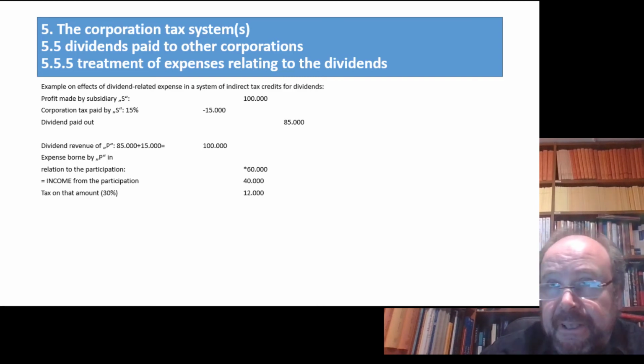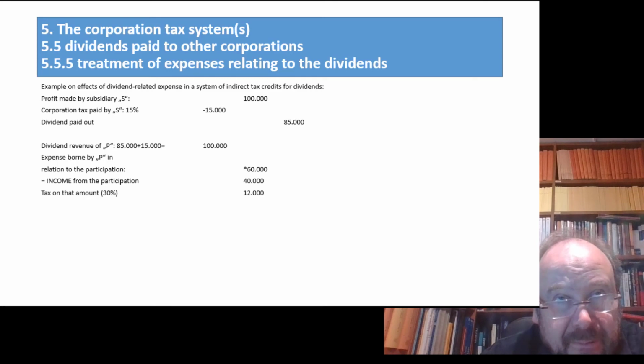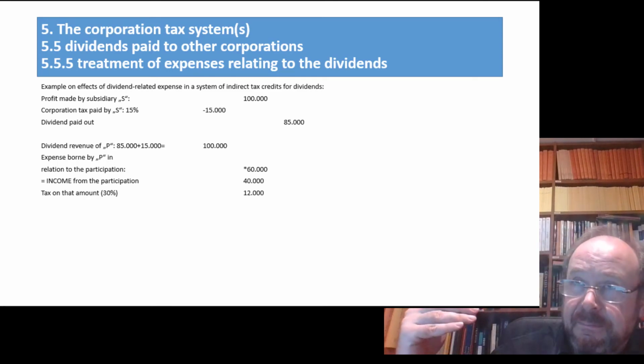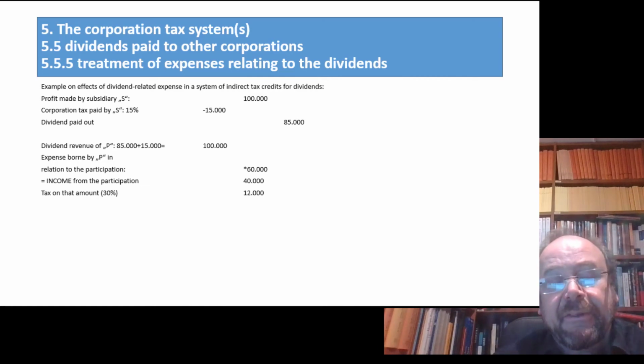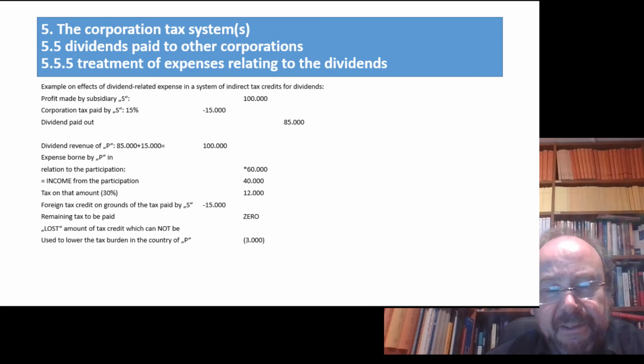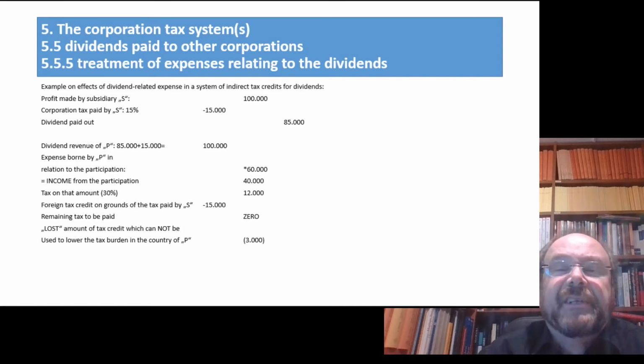That every amount of foreign tax would indirectly be received back in the form of a tax credit and lowers your home state tax burden. But now there is a surprise. The home state tax burden, due to your high expenses, is only 12,000, so we can credit the 15,000 not in full, but only with 12,000. We arrive at zero, and we have an unused amount of tax credit of 3,000.